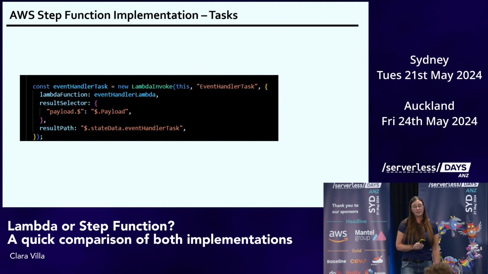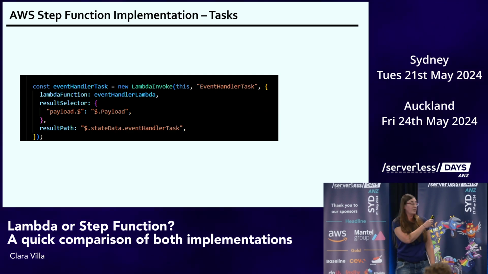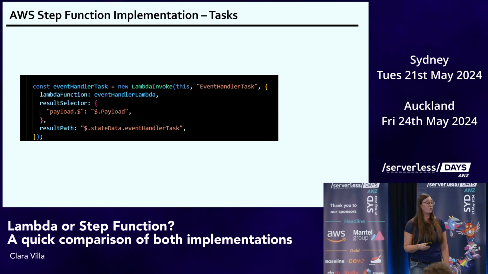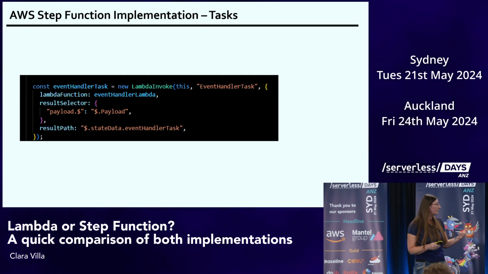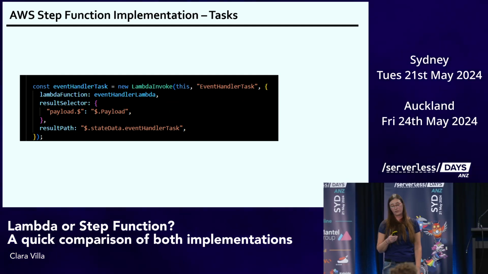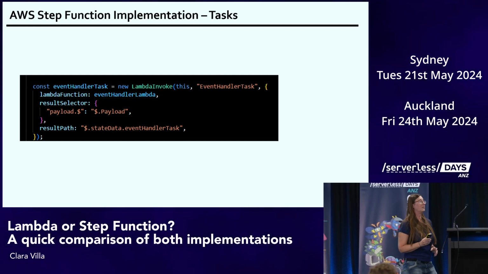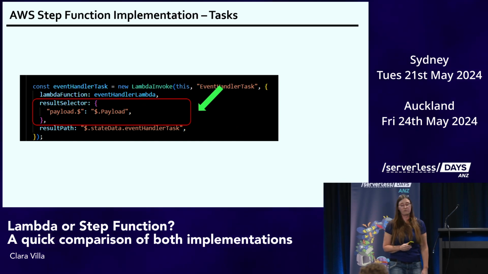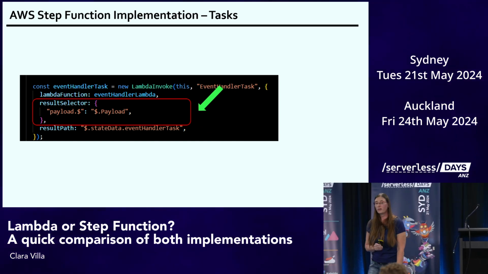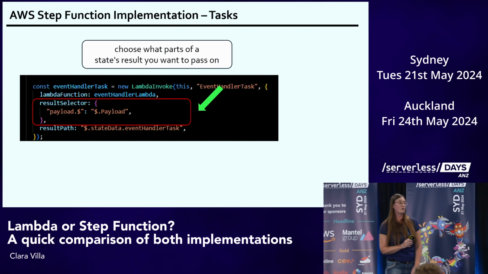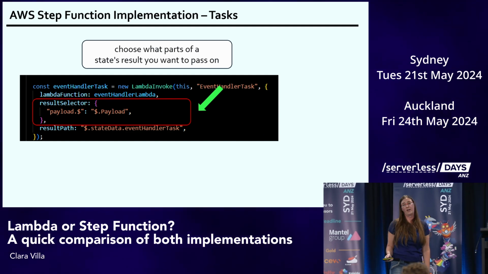So let's start creating tasks. This is how we start our step function. We call the event handler, as I called it. It's going to be a Lambda invoke. You're going to tell it, call this Lambda. And then I'm going to start leveraging the input-output that I was telling you about. So you can use this result selector, which shockingly selects your result. So you can decide what you want to pass on to the next state.